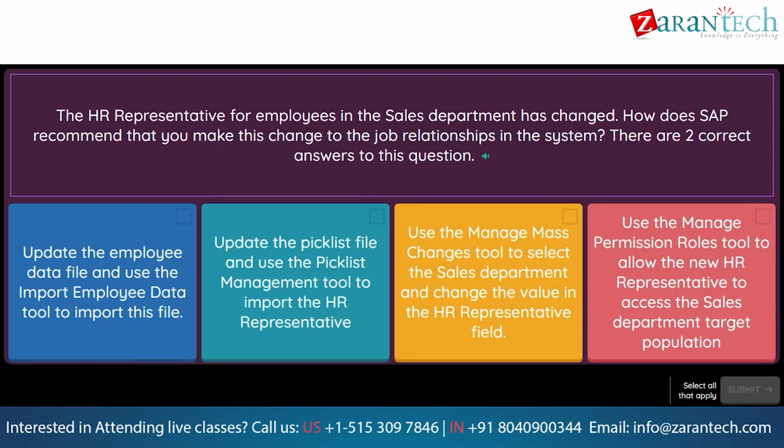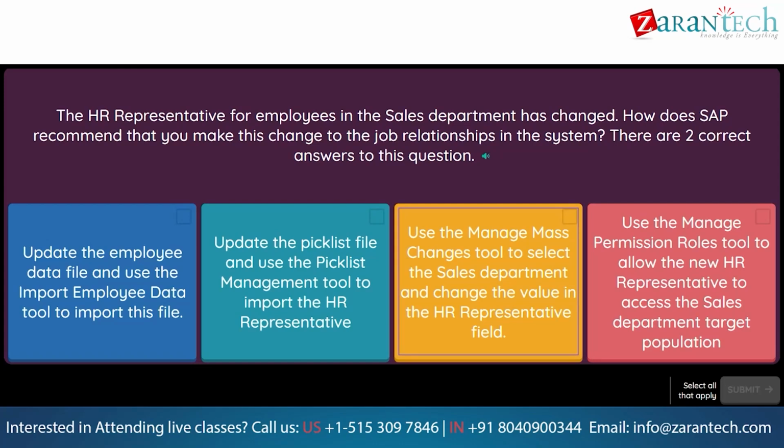Question: the HR representative for employees in the sales department has changed. How does SAP recommend that you make this change to the job relationships in the system? There are two correct answers to this question. Option 1, update the employee data file and use the import employee data tool to import this file. Option 2, update the pick list file and use the pick list management tool to import the HR representative. Option 3, use the Manage Mass Changes tool to select the sales department and change the value in the HR representative field. Option 4, use the Manage Permission Roles tool to allow the new HR representative to access the sales department target population.